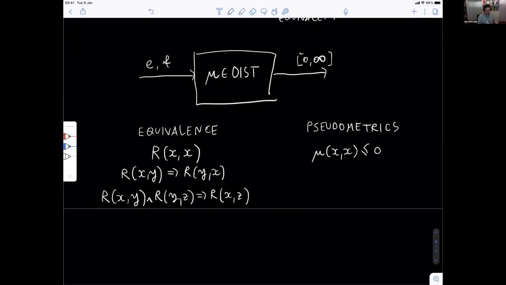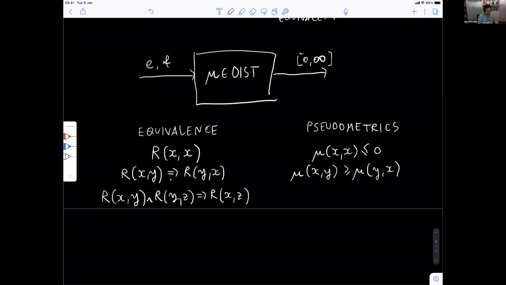The distance between X and itself, of course, must be zero. We also want the distance between X and Y to be equal to the distance between Y and X. And this corresponds to the symmetry axiom for equivalences. Of course, you can apply it twice and get back to the same thing.